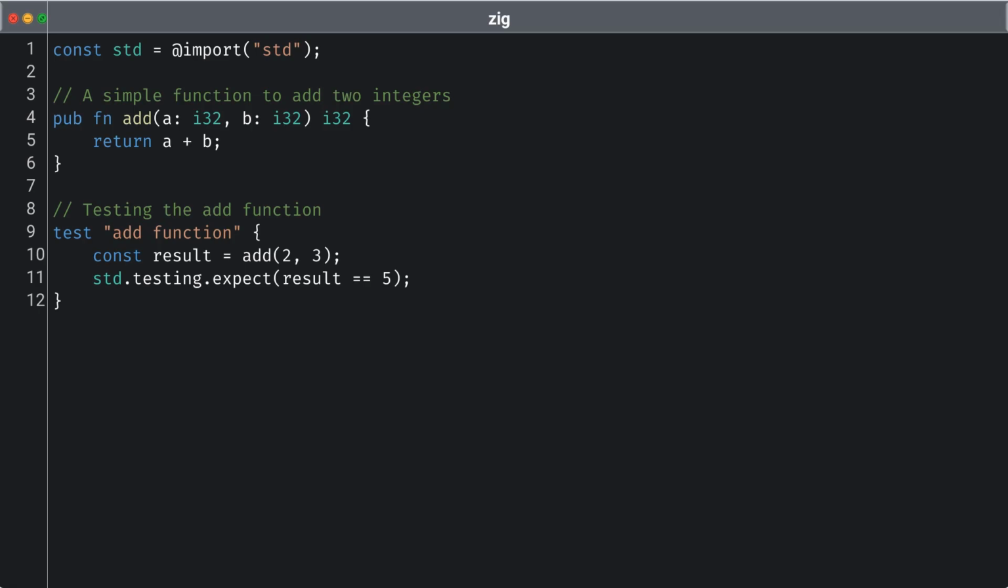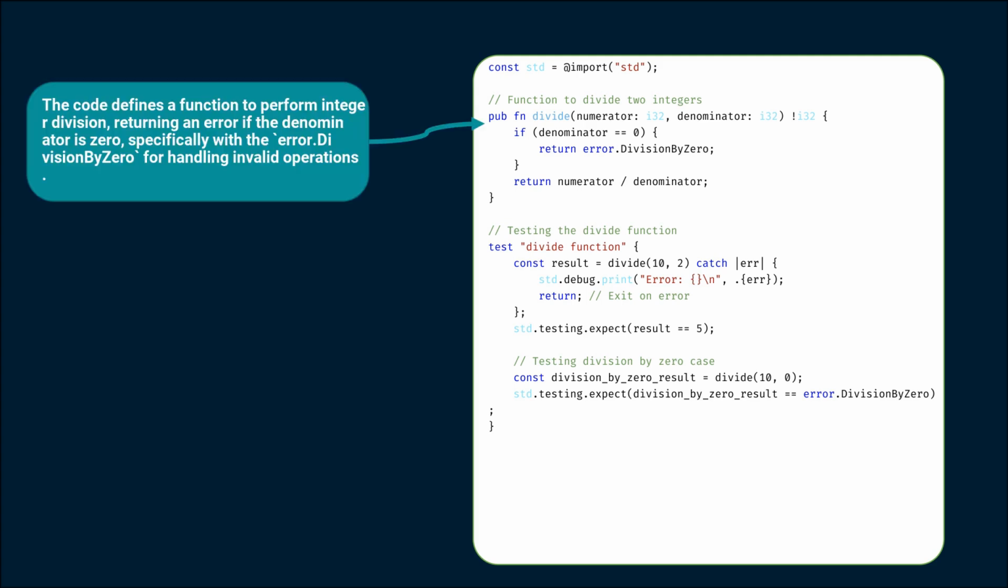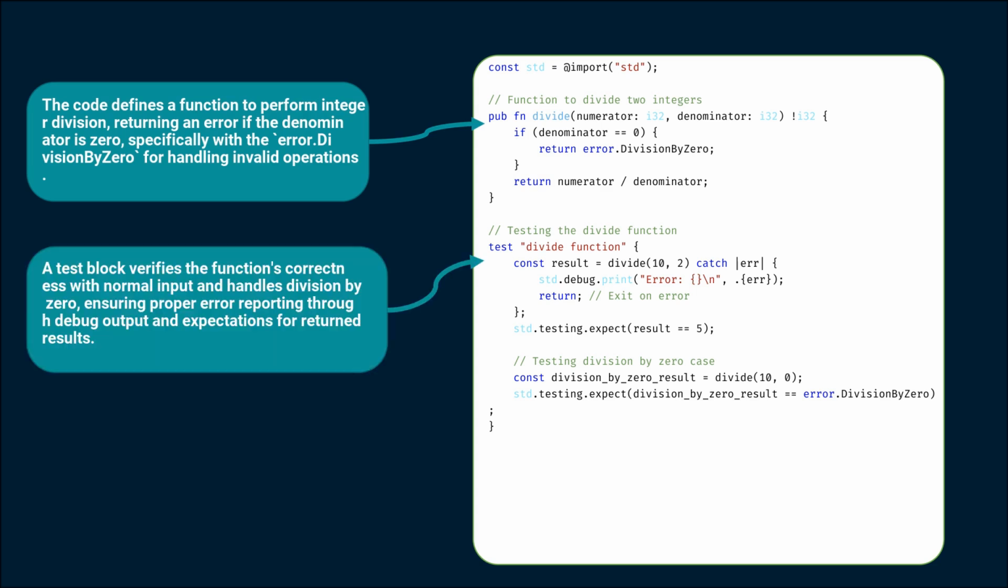Now let's see how we can implement a function that handles division while properly managing potential errors. The divide function takes two integers, the numerator and the denominator, and utilizes Zig's error handling mechanism. If the denominator is 0, it returns an error, specifically error.DivisionByZero, to signal that this operation cannot be performed. This demonstration is crucial as it highlights the importance of anticipating edge cases in your functions.